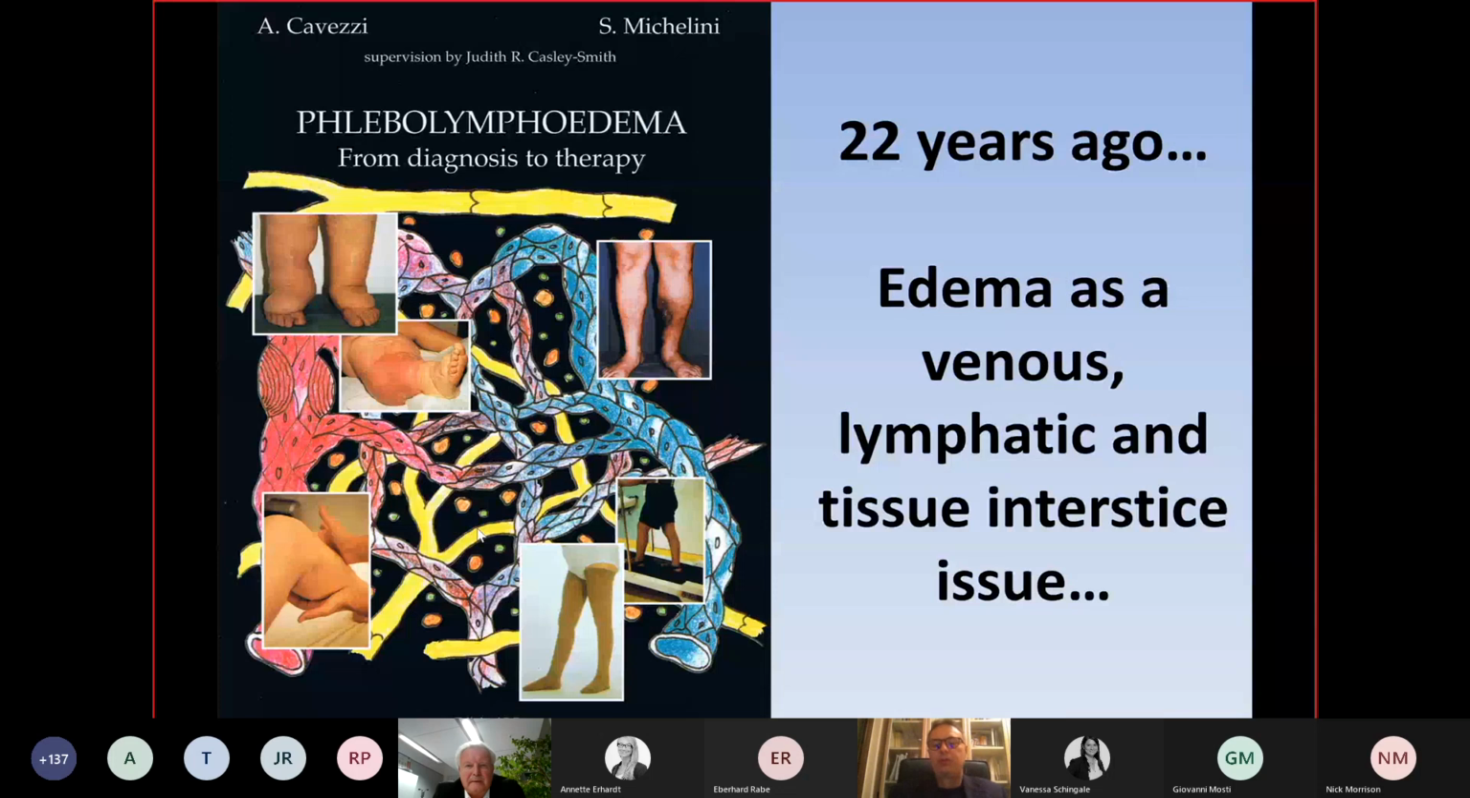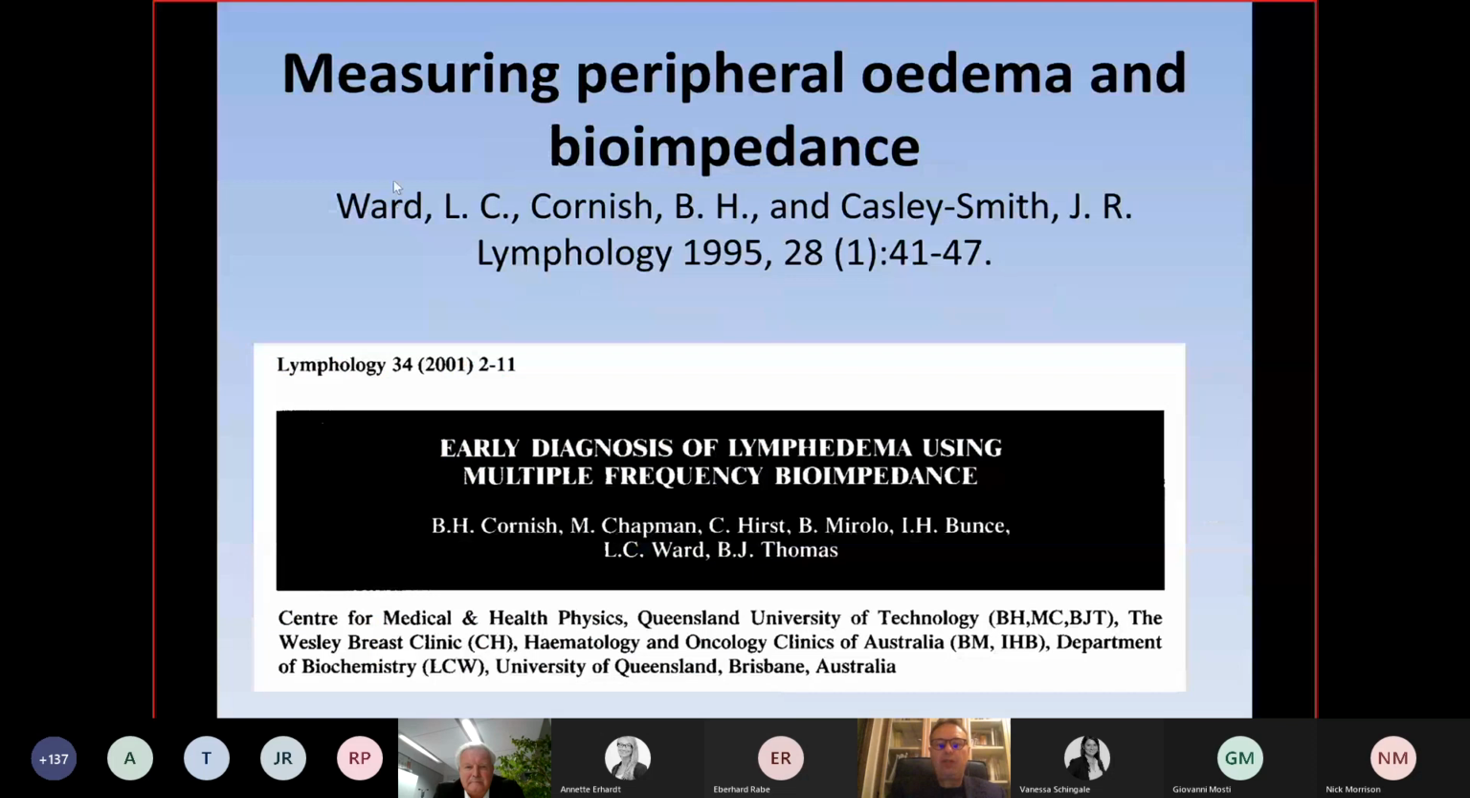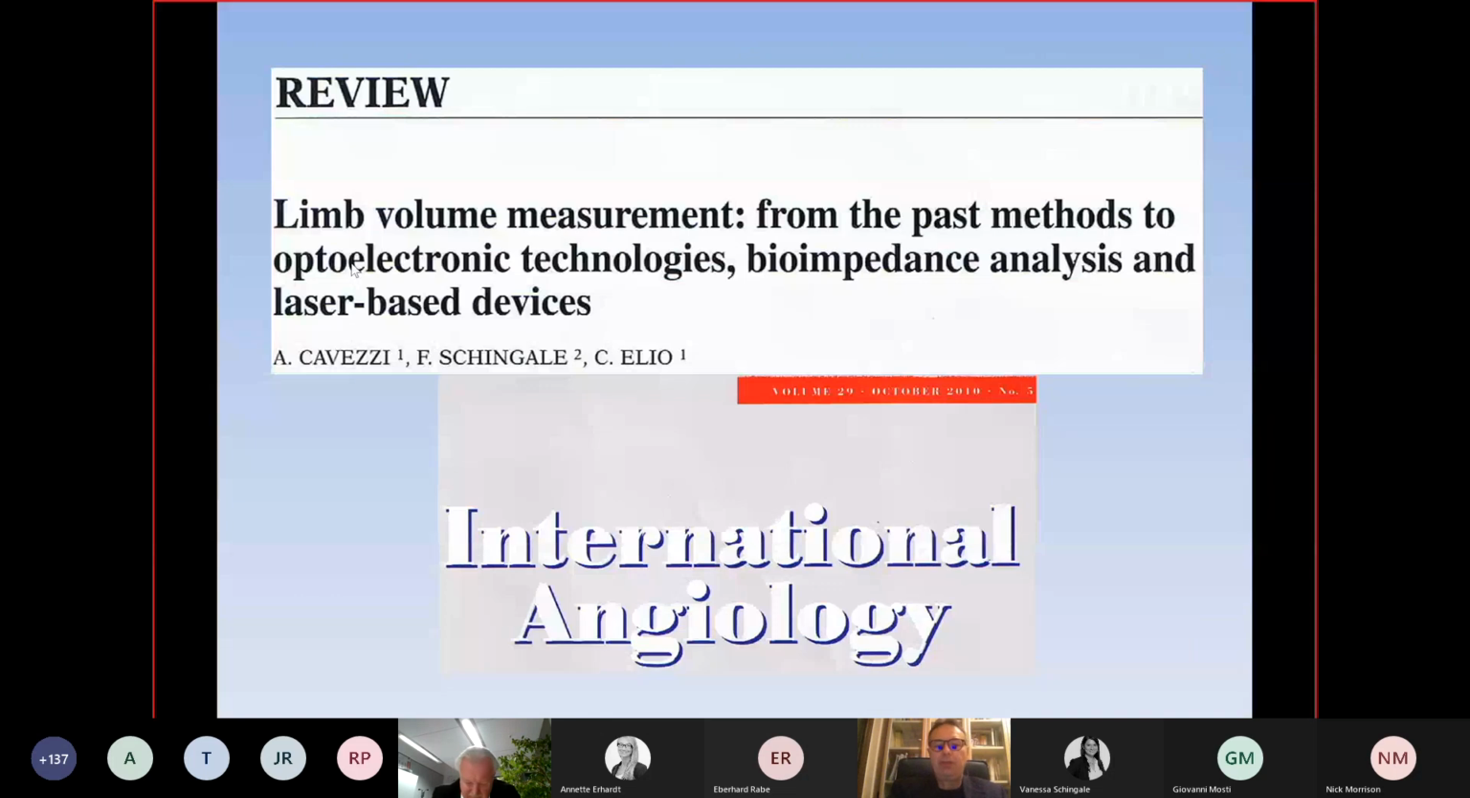So long time ago, 22 years ago, we started to think about edema as an issue of fluid, meaning venous and lymphatic problems, but also as an issue of tissue interstices from the very beginning. So bioimpedance was started long time ago for many other reasons, but about in 95 and then in 2001, the Australian colleagues started to speak about the use of bioimpedance, especially in lymphology, in lymphedema, and the very first articles clearly highlighted the possibility of this new technology.